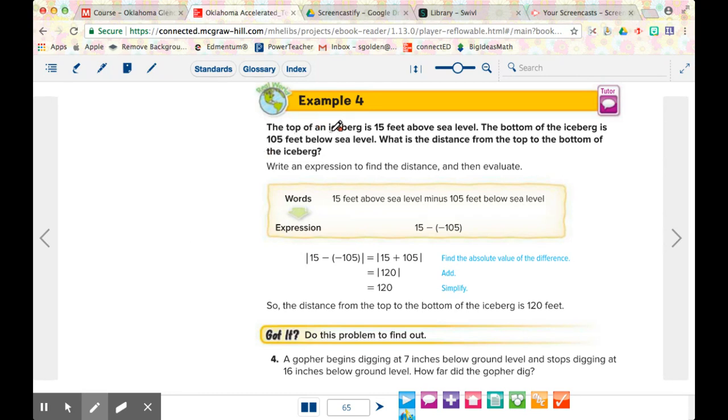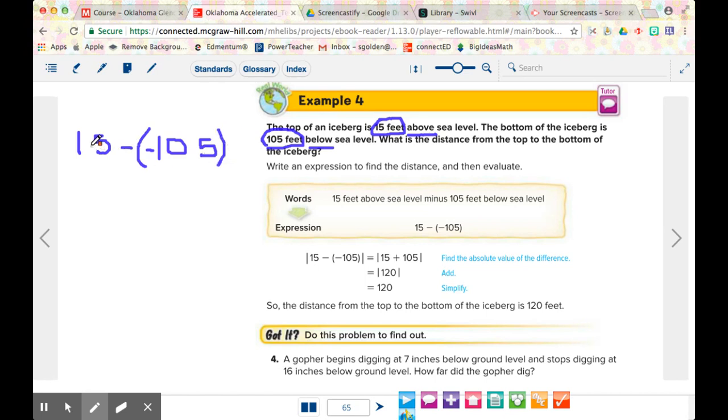So it says the top of an iceberg is 15 feet. That's a number, so I'm going to circle that. That's information. Then it says above sea level, so I'm going to underline that, because above sea level lets me know that that 15 is positive. Then it says the bottom of the iceberg is 105 feet. There's another piece of information: below sea level. That lets me know that 105 is negative. We're trying to find the distance from the top to the bottom of the iceberg, so we are going to subtract those numbers.